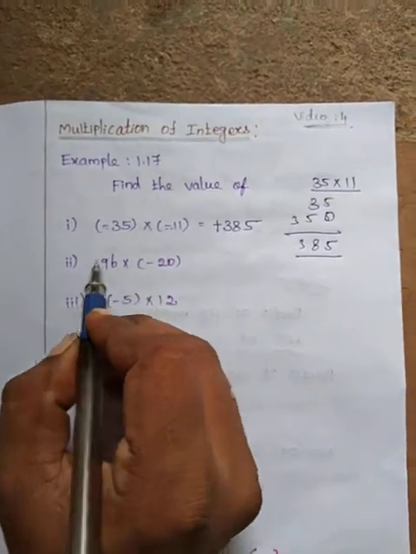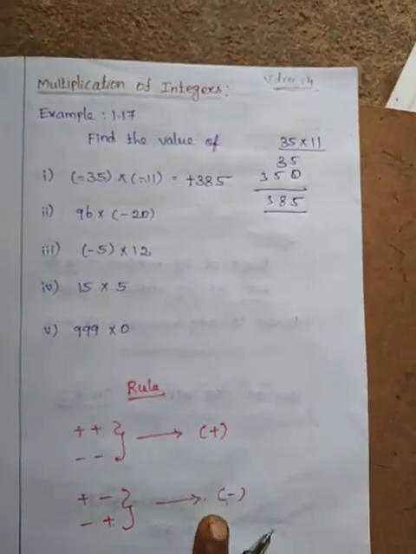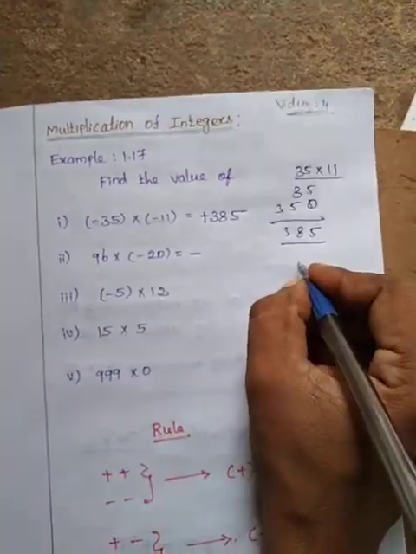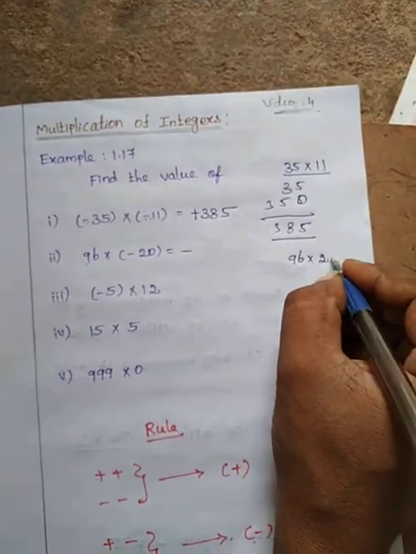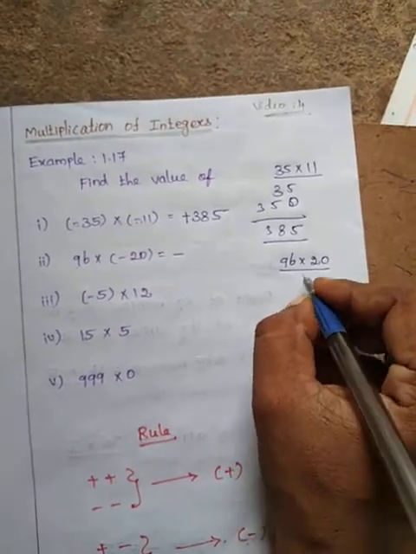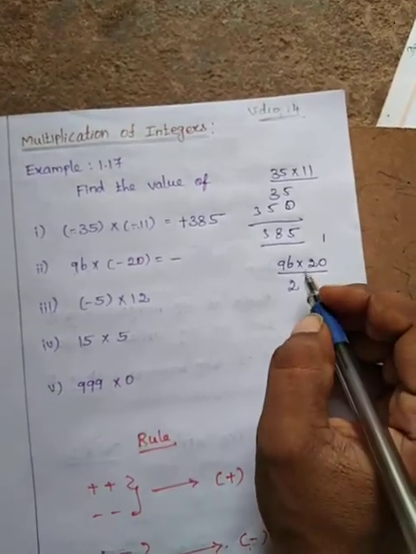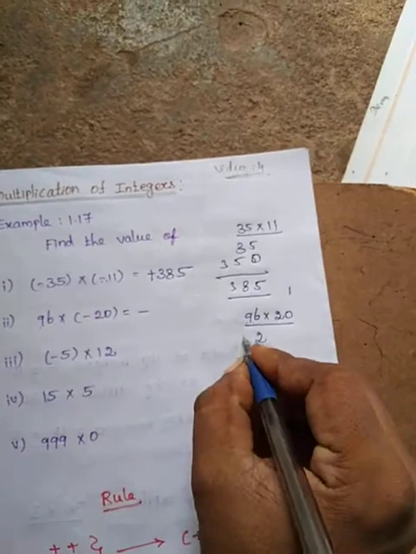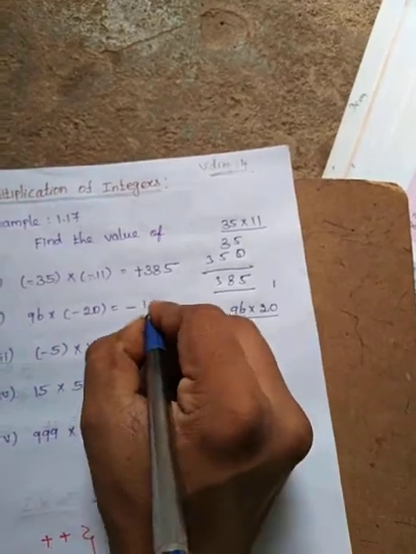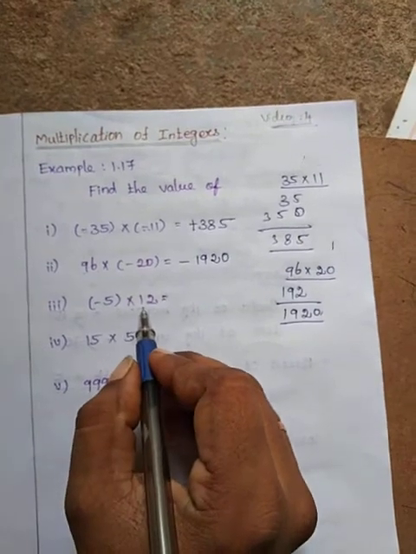See the second question, 96 into minus 20. Both are different signs. Here plus, here minus. Different sign means we have to put minus. What is the operation? Multiply. So, 96 into 20. 6 twos are 12, 2, balance 1. 9 twos are 18, 18 plus 1 is 19. So, 1920.